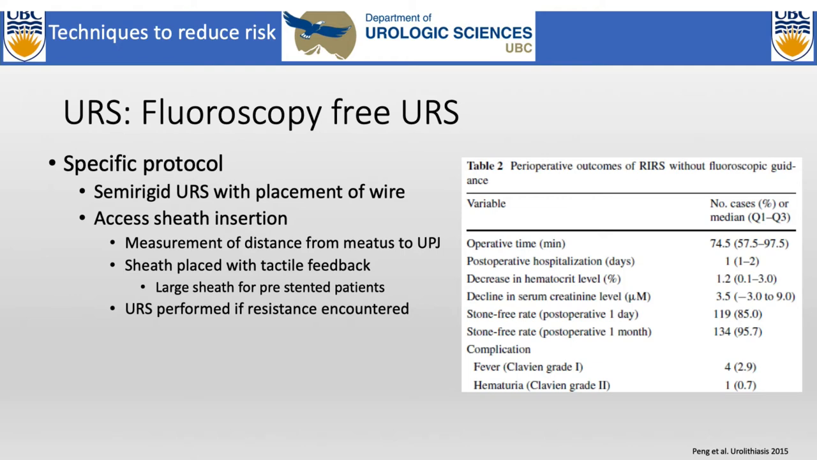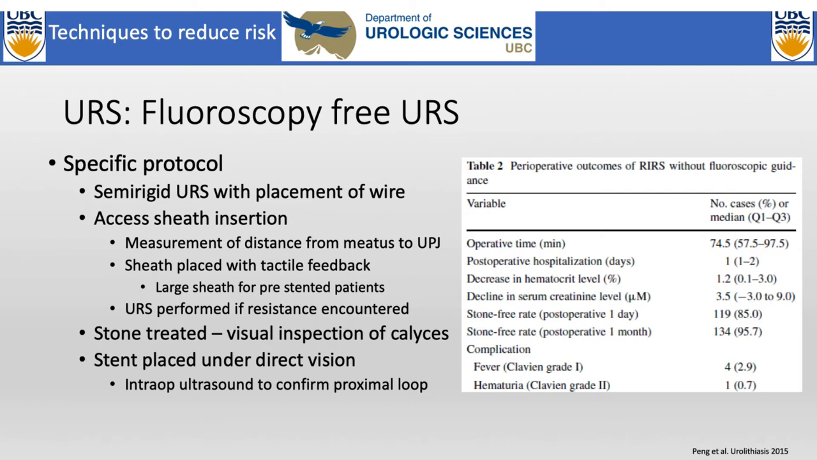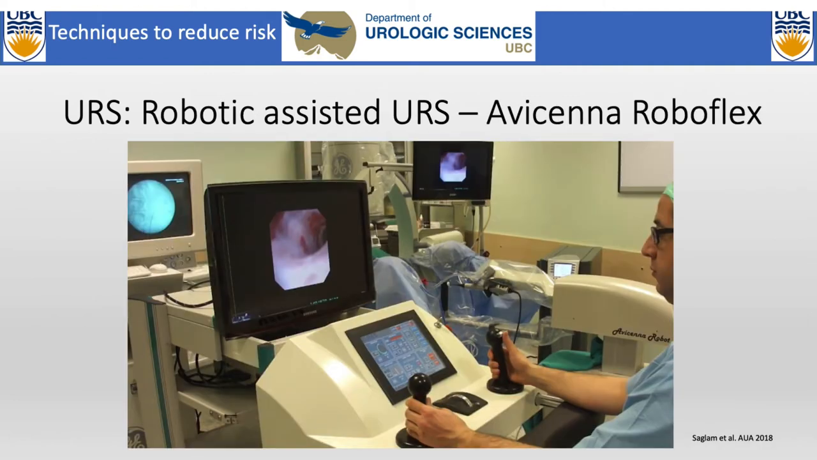And then if they come up against resistance, they perform the ureteroscopy to see what's going on. They treat the stone, and then they place a stent under direct vision through a cystoscope. Then they perform ultrasound intraoperatively to make sure that the upper coil is in a good position. So I'm not sure if we're quite ready for that, but there are at least a few centers looking at that. We have robots, so why not for stones as well?